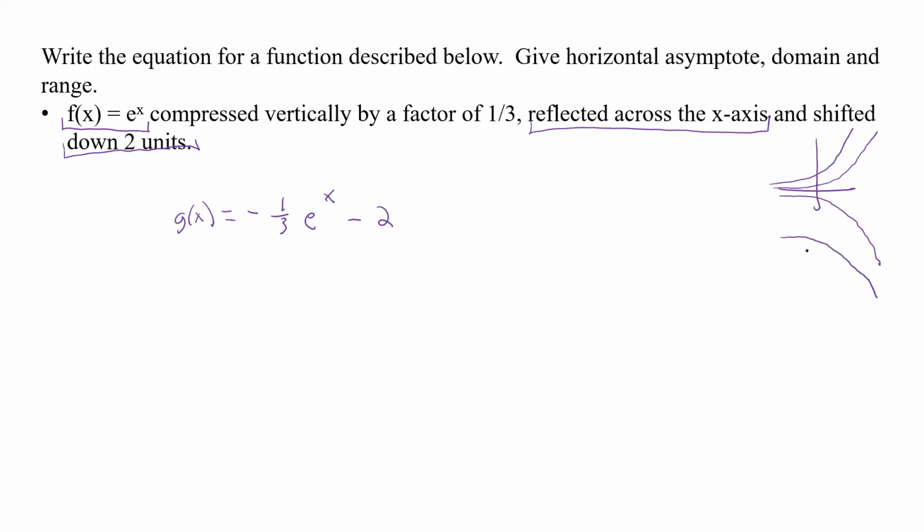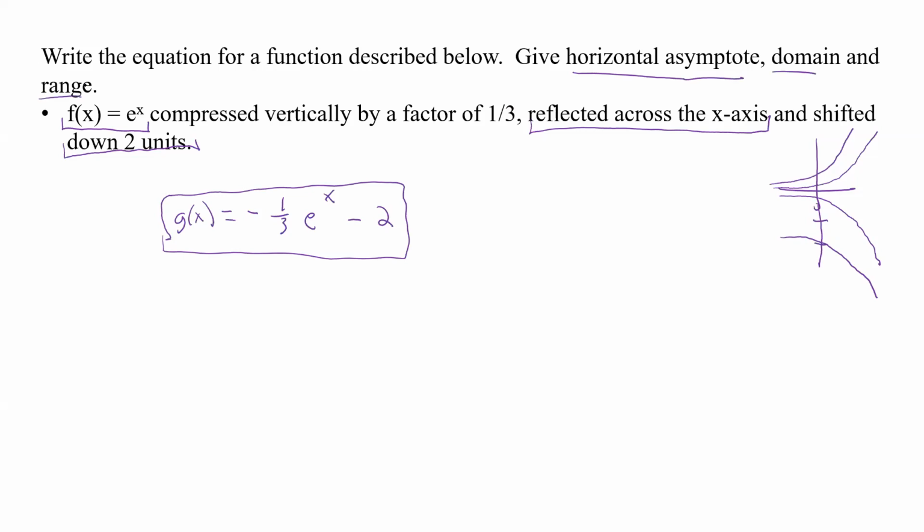And so that would be our new thing. So we're going to say that's 1, 2 units. Okay. So that would be our new function because it asks for a new function. Now what else does it ask for? Give the horizontal asymptote, the domain, and the range.